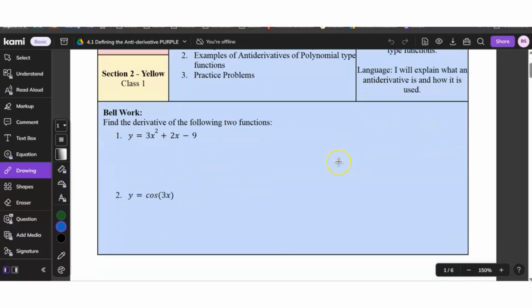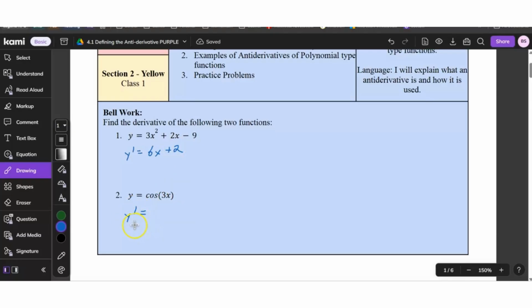Okay, so our bell work. We've got to review how to take the derivative if we're going to undo the derivative. I know many of you already got that first one correct. So what did I do on that first one? What is y prime? 6x plus 2. Perfect.